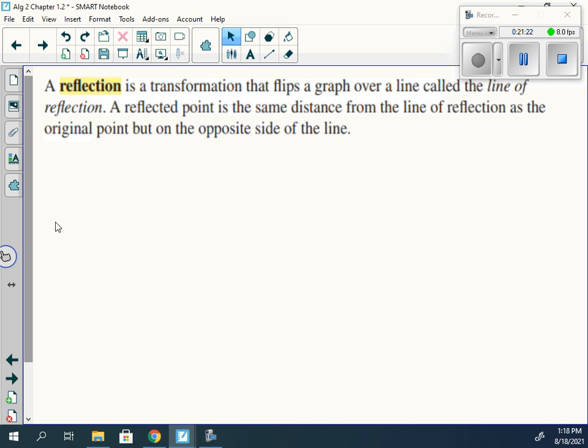Now reflections. A reflection is a transformation that flips a graph over a line called the line of reflection. A reflected point is the same distance from the line of reflection as the original point. They're going to be the same distance from each other. And this is included especially if you're graphing, because if you know there's a line of reflection, we can actually count from the line of reflection to get the new points.